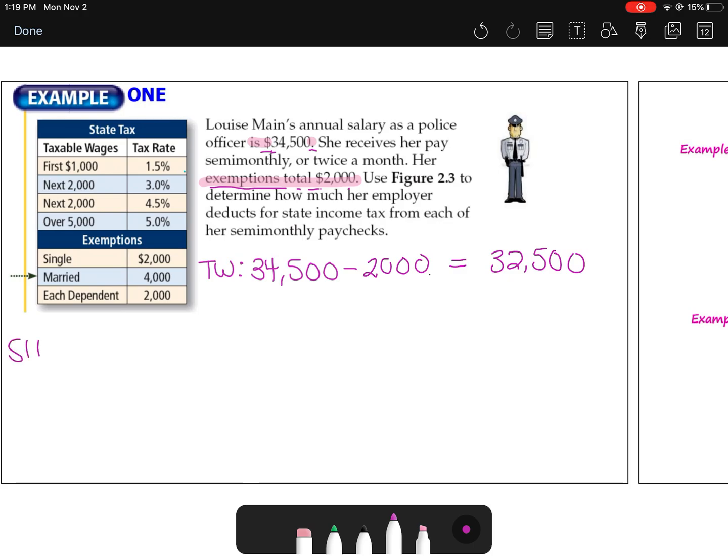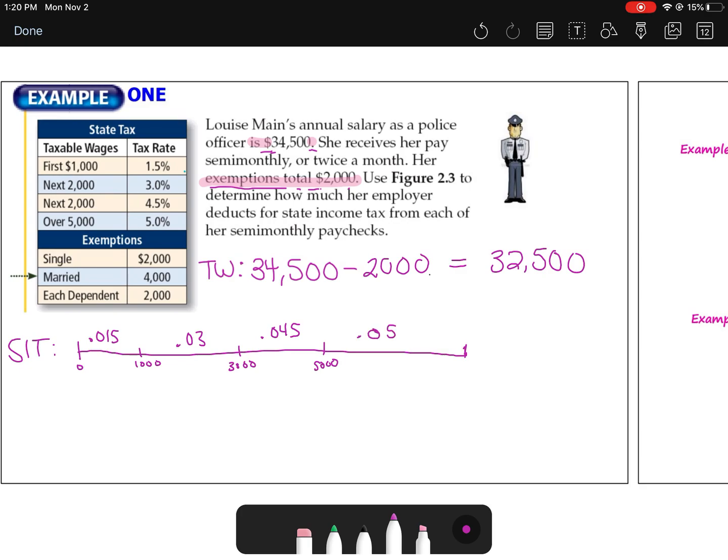Okay, so now I'm going to figure out how much state tax. So now I need to figure out my state income tax. Well, this one's going to be a bracket. So if you need to, think about these like those pockets, like that video we watched. Okay, so her first 1,000. I'm just going to draw these pockets in to help you. So here's 0. So up to 1,000 is at 1.5%, so that's 0.015. The next 2,000, so 1,000 plus 2,000 gives me 3,000, is taxed at 3%, so 0.03. The next 2,000, so 3,000 plus 2,000 is 5,000, is taxed at 4.5%. And anything over 5,000 is taxed at 5%, so 0.05.